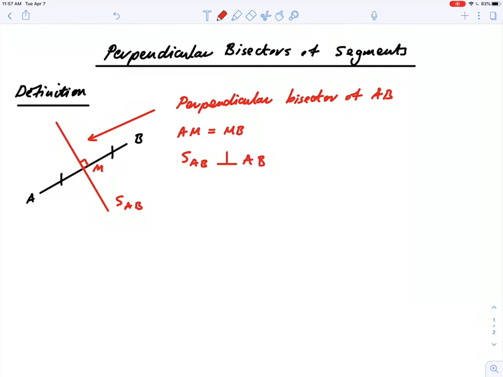Okay, so we're going to study these in quite a lot of depth today, and we're going to see how they can be used to prove lots of kind of interesting things about triangles. So let's start off with an example, shall we?